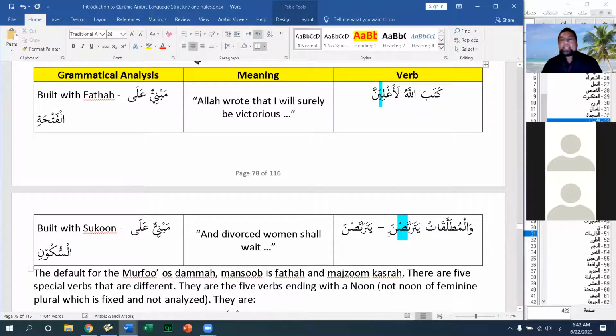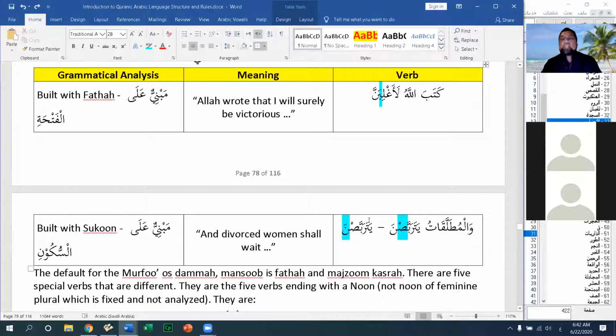The way we analyze this is we say it's mabniyun ala sukun. That is one opinion. The other opinion is no, it's mabniyun ala al-fatha. Why is that the case? They say because the fatha is part of the verb. You cannot separate the noon from the verb. If you take away the noon, the verb no longer exists, because that noon is part of the build, the structure of the verb.